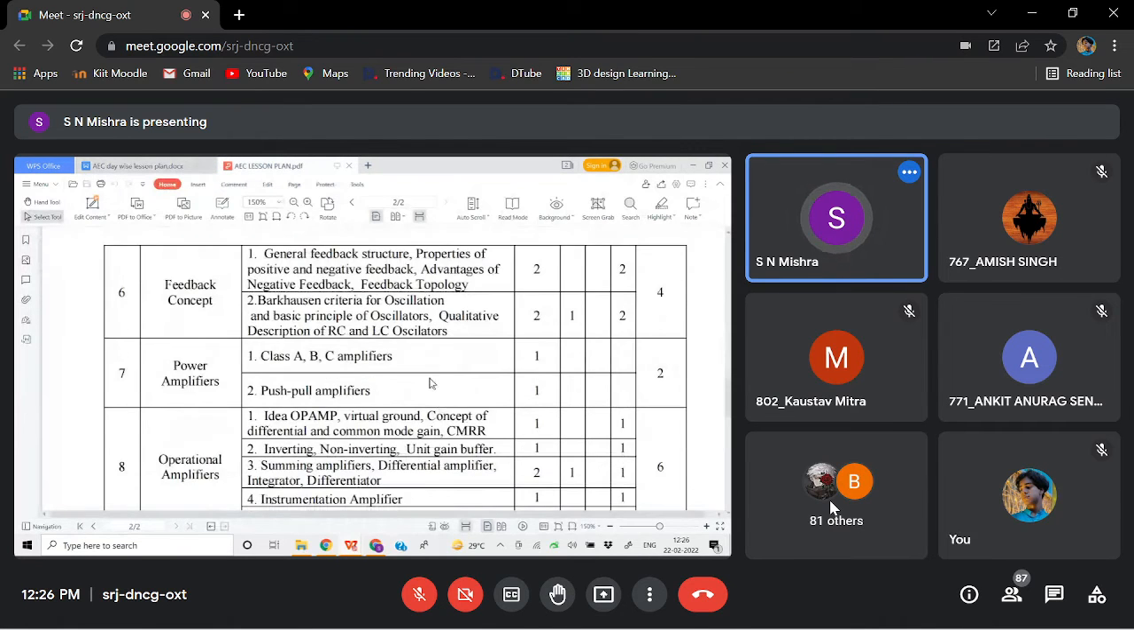After that, modules 5 and 6 include feedback and power amplifier. Feedback means basically, in day-to-day life, we observe this feedback concept. Whenever you are traveling somewhere by train, or going for a vacation and staying somewhere, after you use that service, the company or the persons giving you the service require feedback.